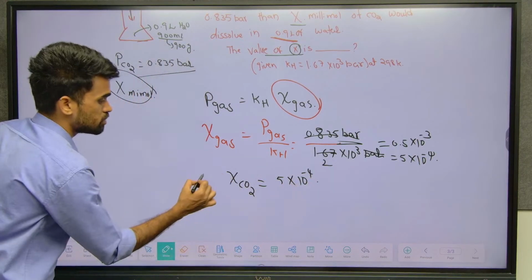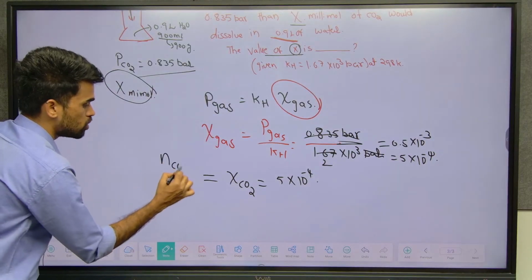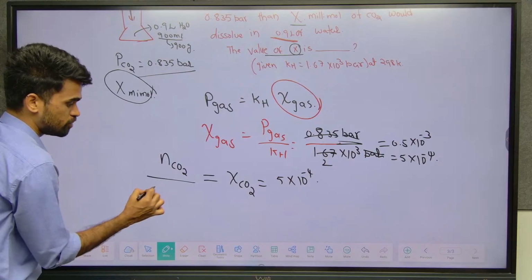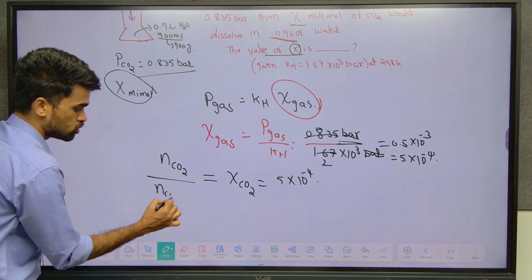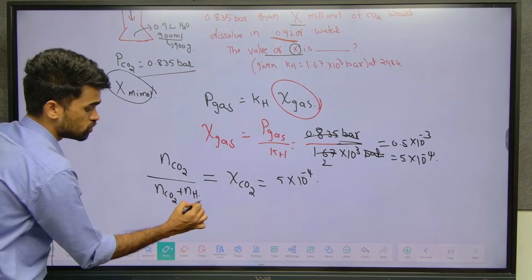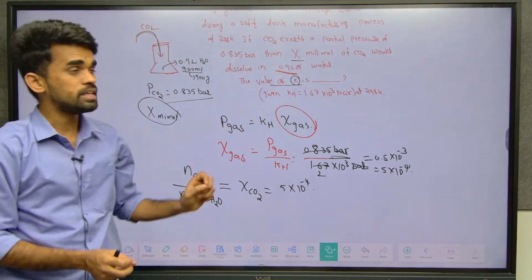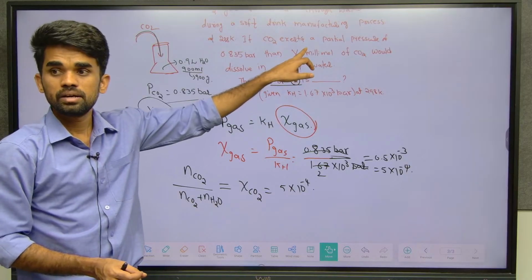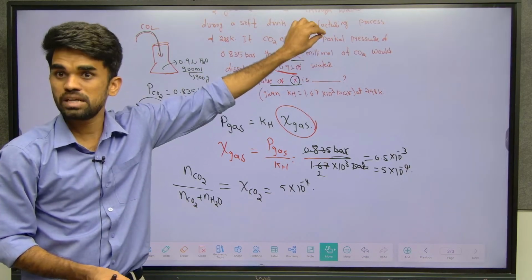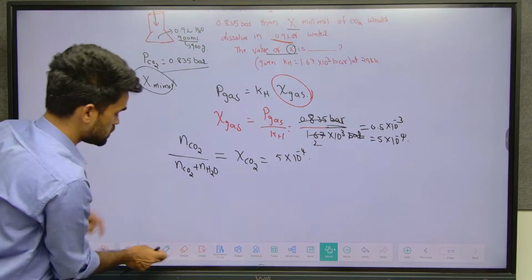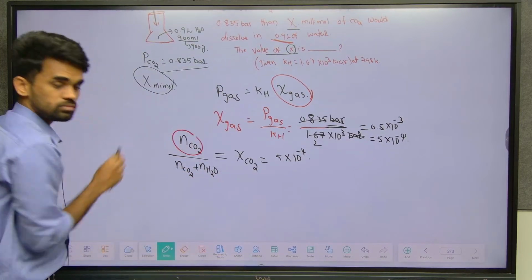See, mole fraction means what is the formula? Number of moles of CO2 by total number of moles. Total number of moles means N CO2 plus N H2O. See, the question they haven't asked you about mole fraction. They have mentioned it as X millimole. It means they are asking about moles, millimoles. So this value they are asking.